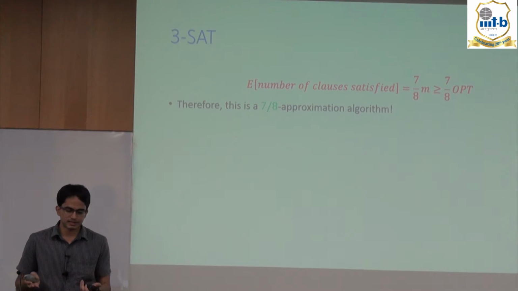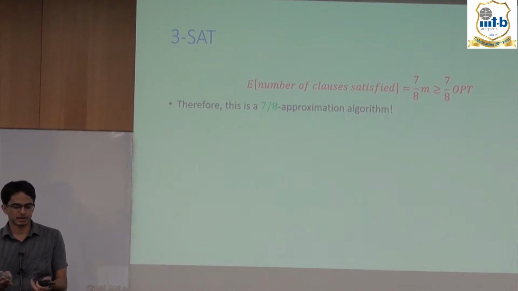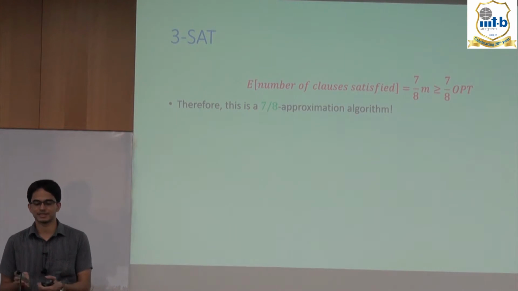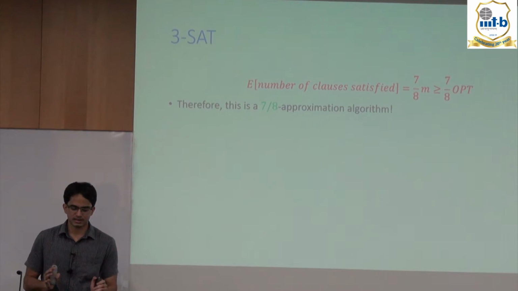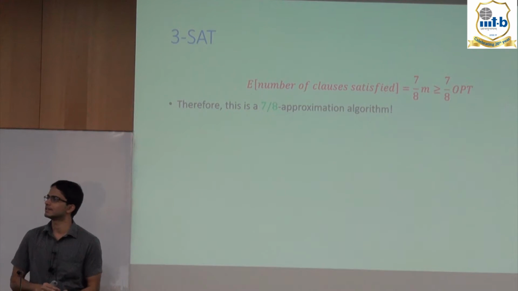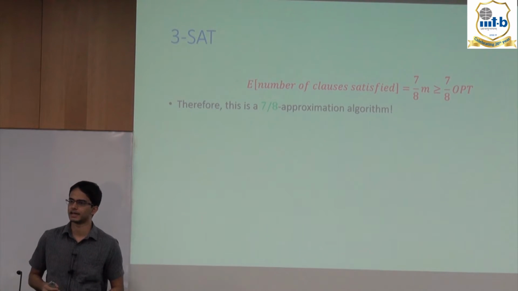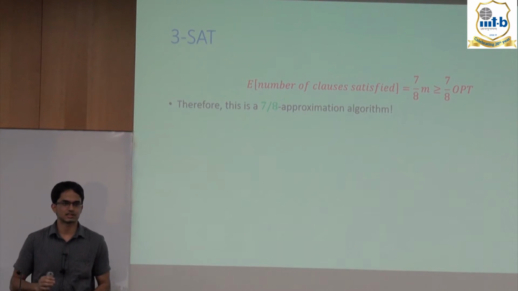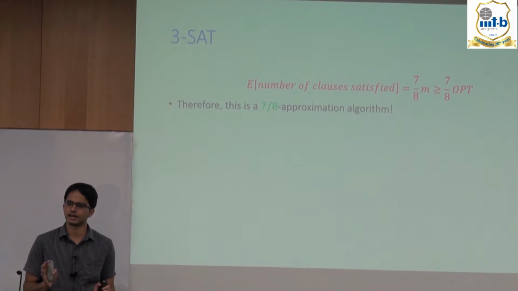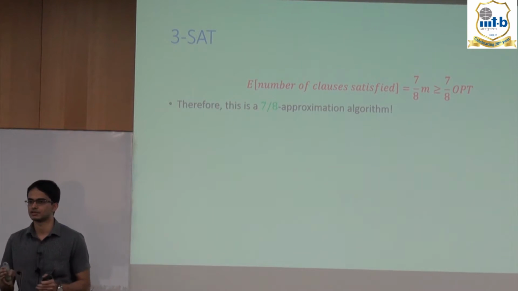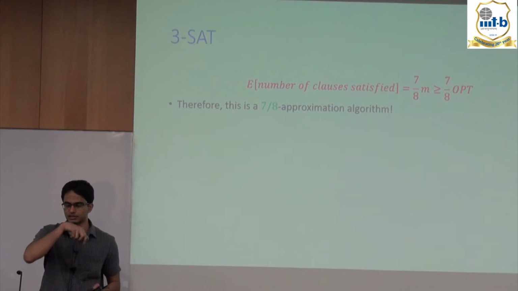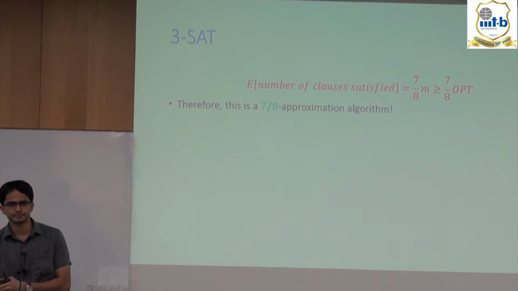You might argue that it's a randomized algorithm and might, in some cases, output something that's less than 7 over 8. But that's kind of a technicality. There's an easy way to get a deterministic algorithm which has the same 7 over 8 guarantee, but let's ignore those technical details for now. Let's just say it's a randomized algorithm that, in expectation, satisfies a 7 over 8 fraction of the constraints. So it's a 7 over 8 approximation algorithm.